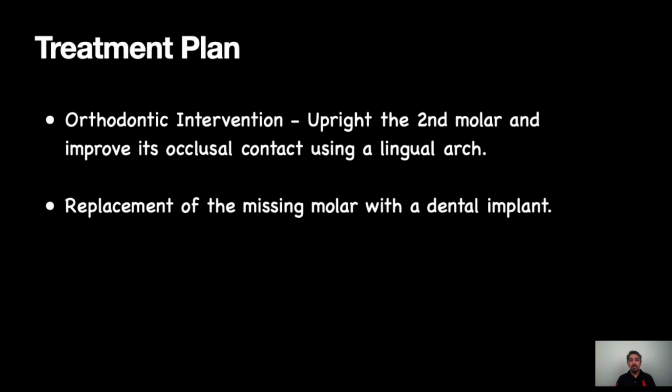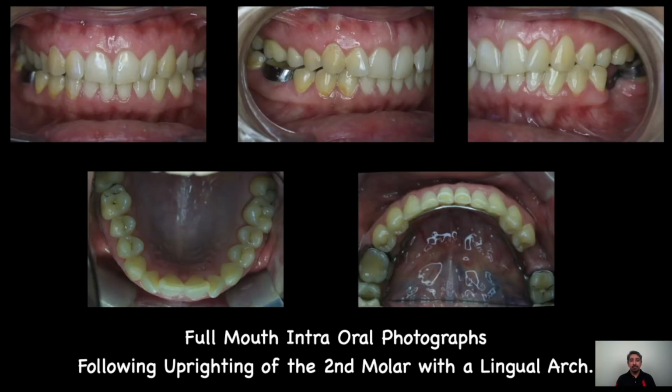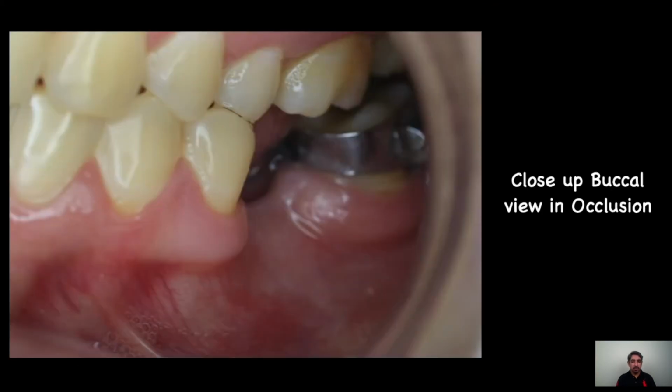Now she was an Angle's class 3 classification of malocclusion. However, she was not interested in treating the malocclusion, and so we stuck to the initial assessment of using a lingual arch to upright the lower left second molar and improve its occlusal contact with the opposing molars. These photographs have been taken once the uprighting was completed with the lingual arch.